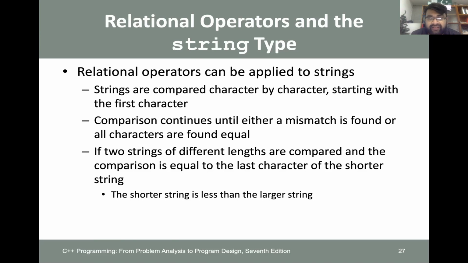If two strings of different lengths are compared, and the comparison is equal up to the last character of the shorter string, then the shorter string will always be less than the larger string. So that's the next scenario in strings: whatever you're comparing has different lengths, but the shorter one was exactly equal to the larger one until the point of last comparison. Then the larger one will be given the higher value, and the shorter string will get the lesser value. It will be less than the larger string.